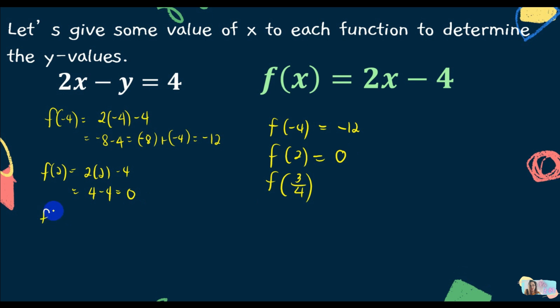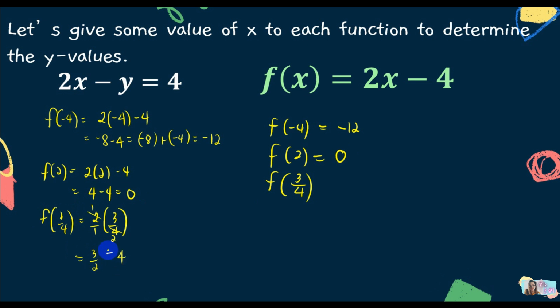Then the last one, we have f of 3 over 4. Then substitute natin, we have 2 times 3 over 4. And itong 2 natin is 2 over 1. When multiplied to 3 over 4, we can cancel this out. Divisible sila both by 2. So this will become 1 and this will become 2. So magkakaroon tayo ng 1 times 3 and then 1 times 2, and that is 3 over 2.